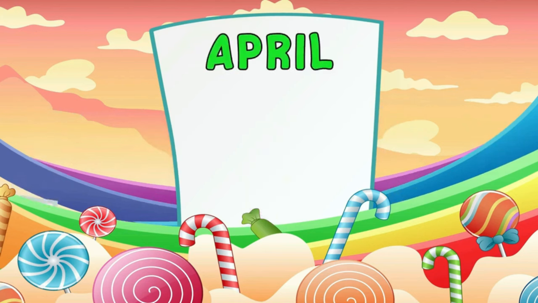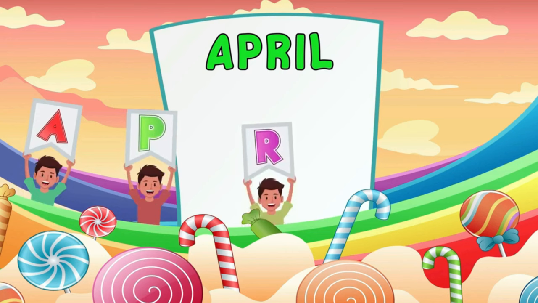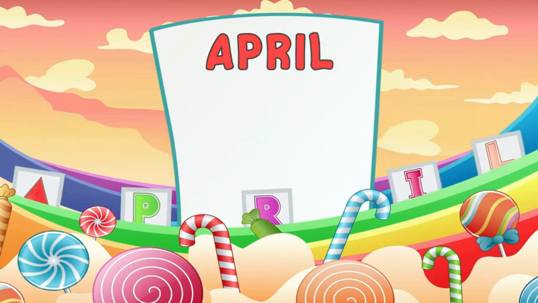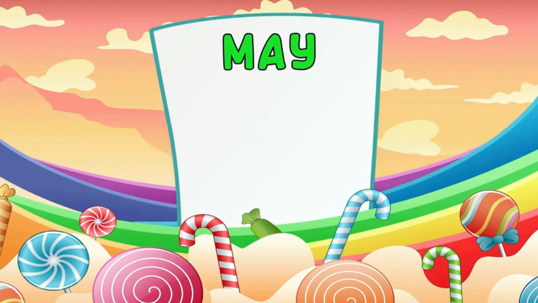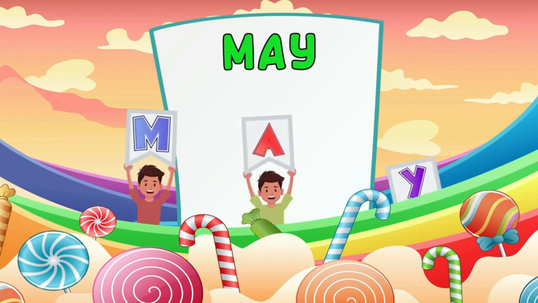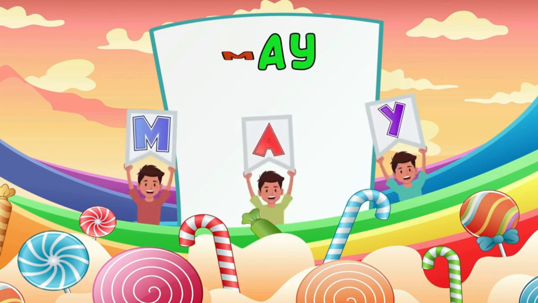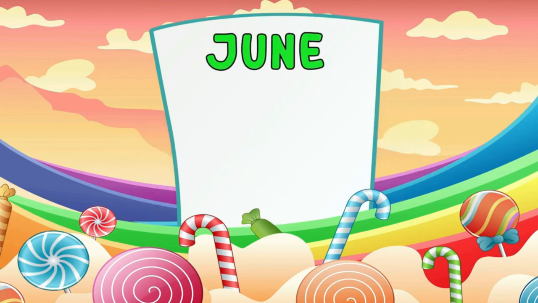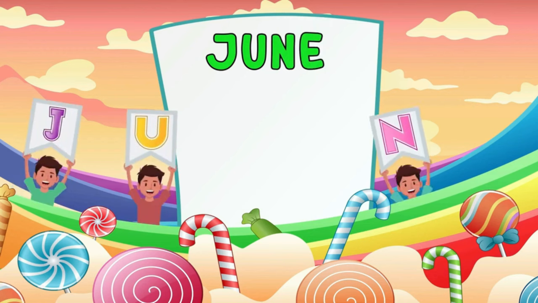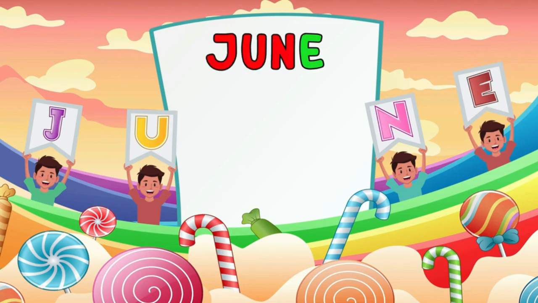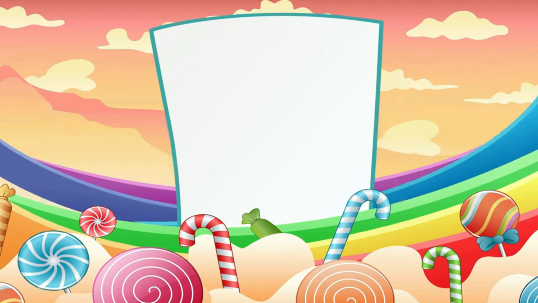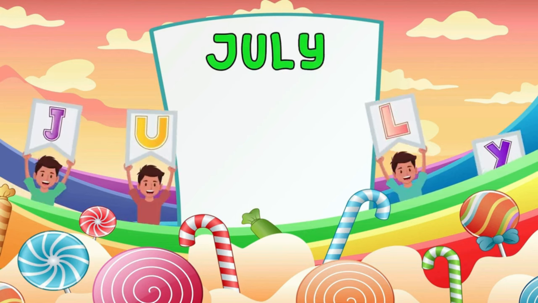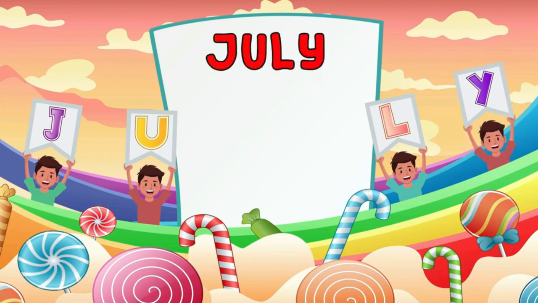April. A-P-R-I-L. April. May. M-A-Y. May. June. J-U-N-E. June. July. J-U-L-Y. July.